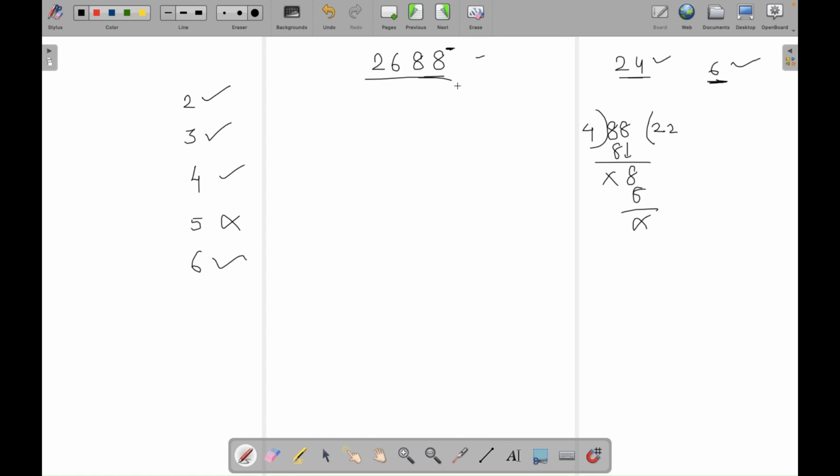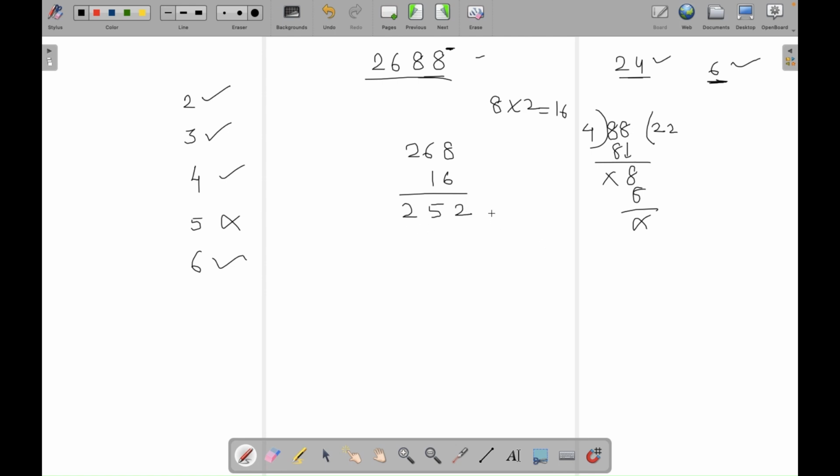Then we can check for 7. What was the rule for 7? We just have to multiply the unit digit by 2. So 8 times 2 is 16, and then subtract it from the remaining digits. So 268 minus 16 gives 252. Again, we will not be dividing this entire thing, we'll follow the same process.